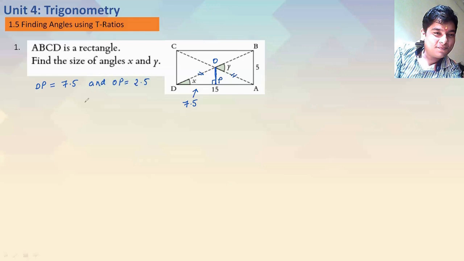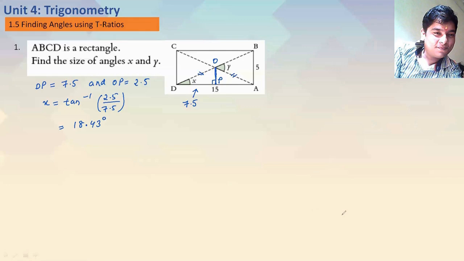Now can we figure out x? Yes, x is equal to tan inverse 2.5 divided by 7.5, which is equal to 18.43. What did you get? 18.43. Fantastic. This is in degrees, right? Yes. So we have got x. Now, how do we get the y?